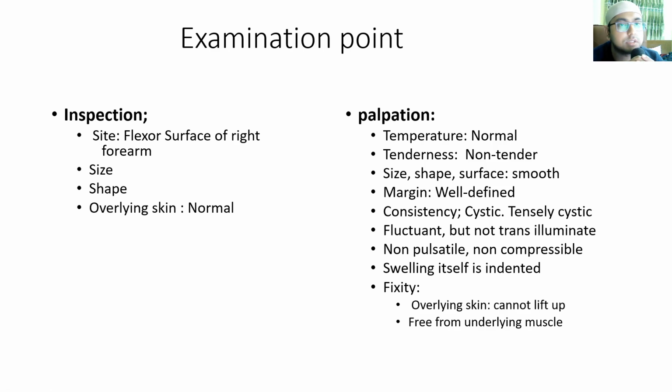The examination includes inspection and palpation. On inspection, the site is the flexor surface of the right forearm, and the size, shape and overlying skin are normal. On palpation, temperature is normal, it is non-tender, the surface is smooth and the margin is well defined. Consistency is cystic, sometimes tensely cystic, and fluctuant but not transilluminant, not pulsatile, not compressible. The swelling itself is indented, and regarding fixity, the overlying skin cannot be lifted up, and it is free from underlying muscles.